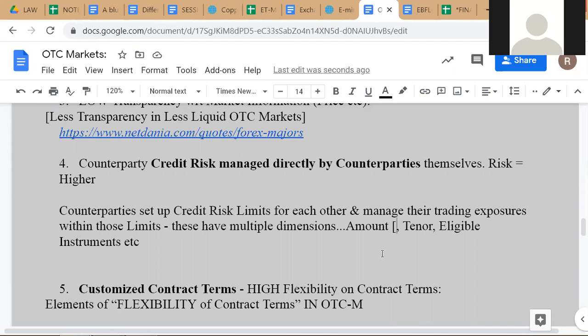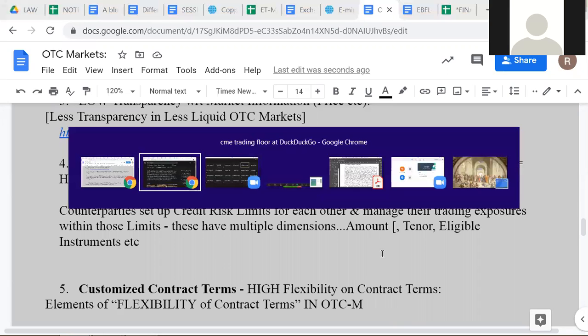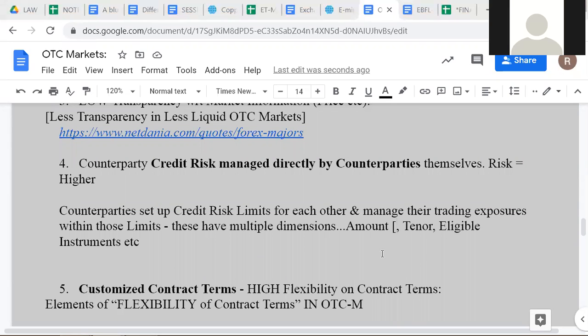You have to understand that as well. Under amount, you have to understand two elements. So this is basically, you have to understand outright, now we should not call it outright position limits. We should call it total position limits.